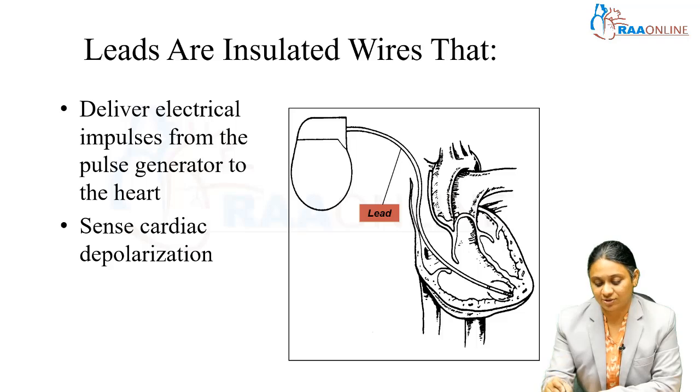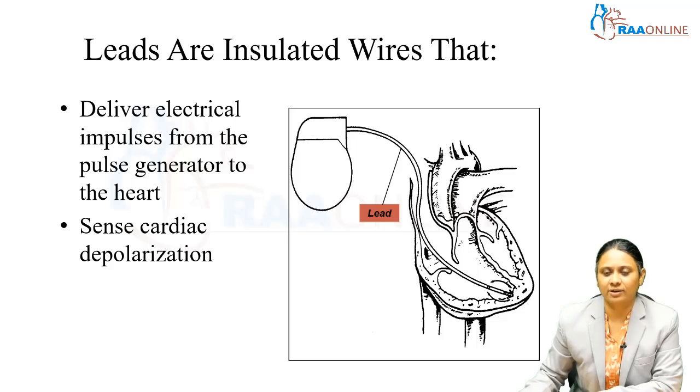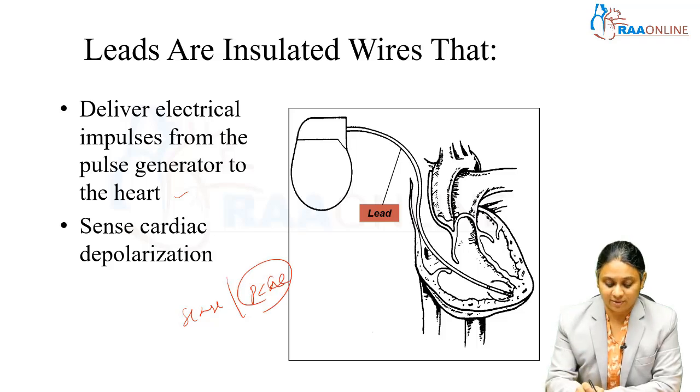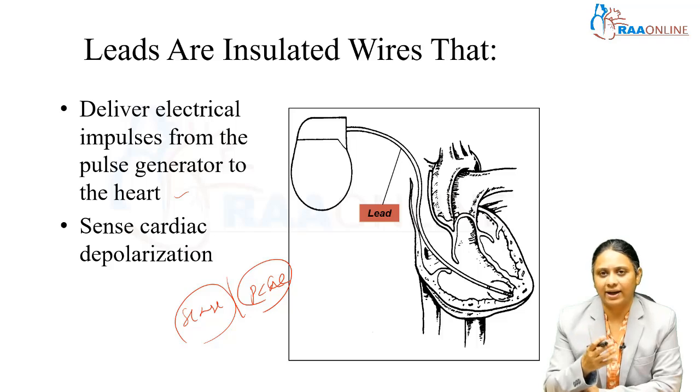There is insulation of the lead to prevent leak of the potential or to maintain the proper impedance or resistance to the current flow. These leads are insulated wires which contain the conduction coils. They either sense or pace the myocardium. Sensing: this conduction coil will sense the intrinsic atrial wave, the P wave, or the intrinsic ventricular contraction, the QRS complex.